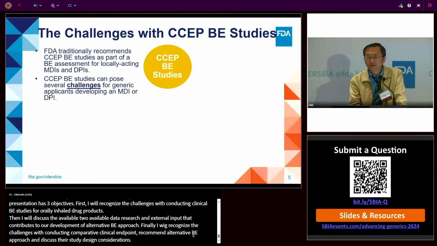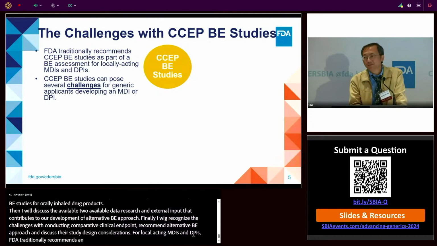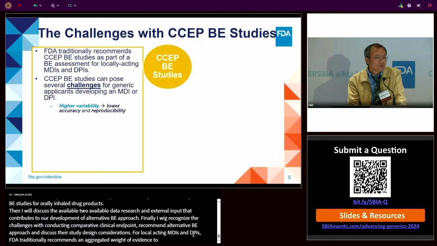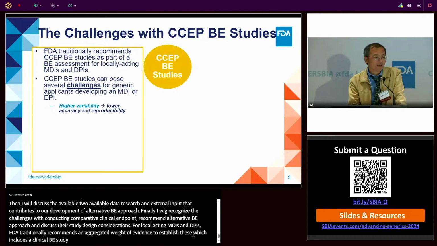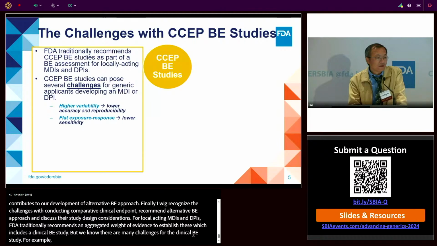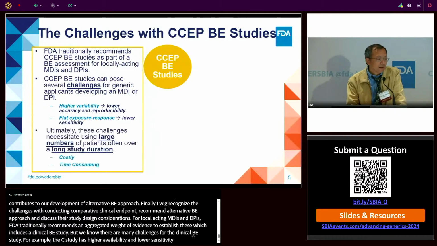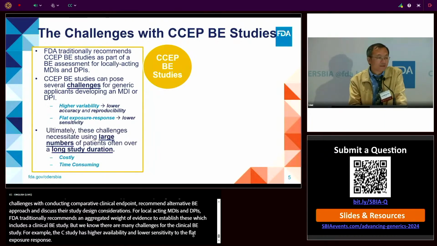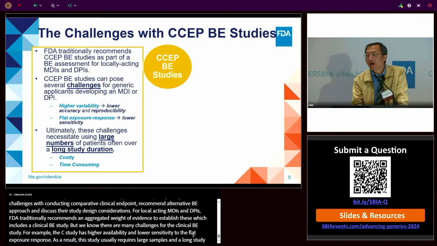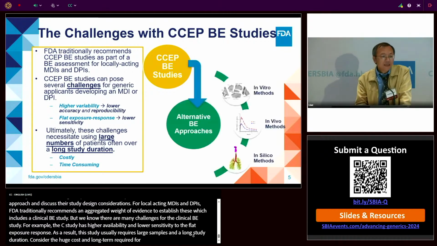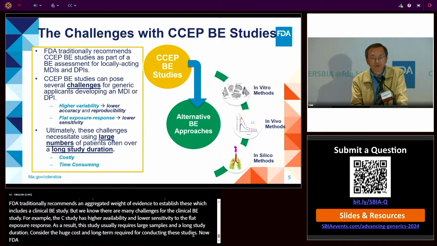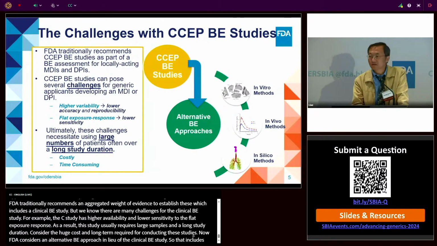For locally acting MDIs and DPIs, FDA traditionally recommends an aggregate weight of evidence to establish BE that includes a clinical BE study. But we know there are many challenges for the clinical BE study. For example, these studies have high variability and lower sensitivity due to the flat exposure response. As a result, these studies usually require large samples and a long study duration. Consider the huge cost and the long time required for conducting these studies. Now FDA considers an alternative BE approach in lieu of the clinical BE study that includes in vitro, in vivo, and in silico methods.